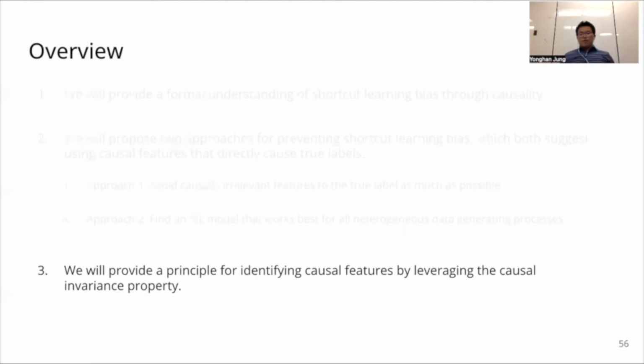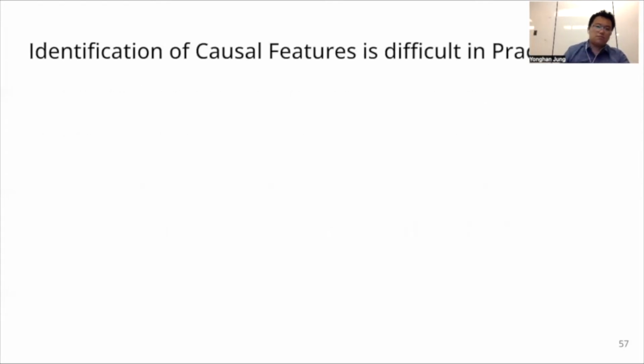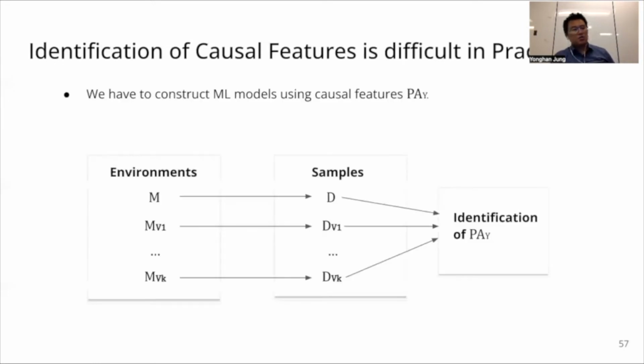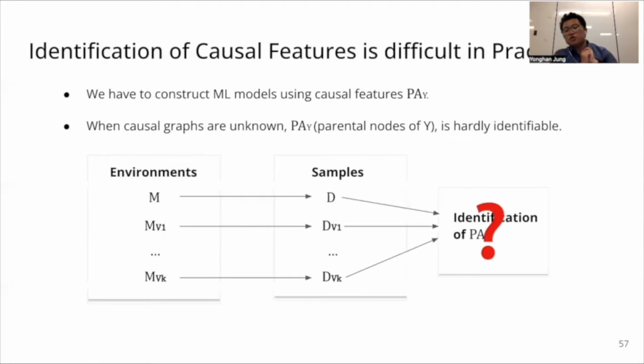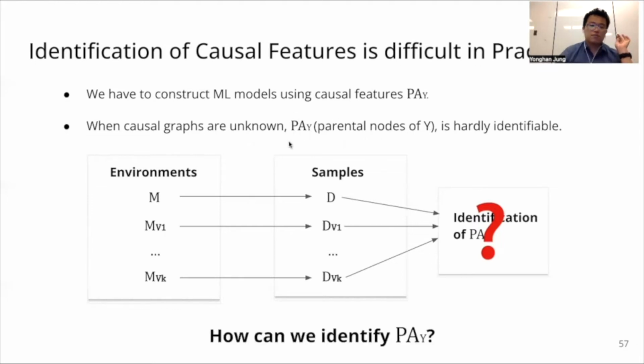All right, now we will cover how to identify this causal feature. We first note that identification of this causal feature is difficult. That's because this causal feature is PA_Y, the parental node of Y, but without the graph, identifying PA_Y is quite hard. So how can we identify this PA_Y or causal features?